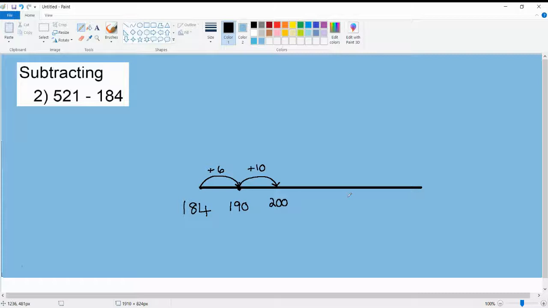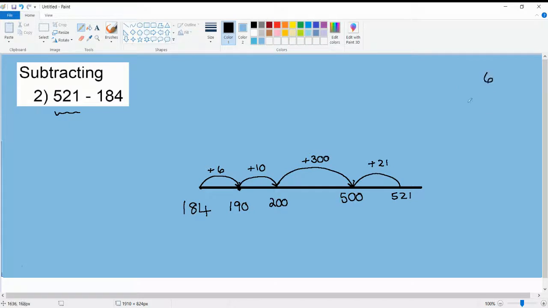And at this point it's much easier to jump up to, let's say, the 500, which is the closest 100 to our 521. And to do that we would need to increase by 300. Okay. And then we've got the final step where we can jump straight up to 521, by increasing by 21. So we've identified adding 6 and 10 and 300 plus 21 will take you up to 521. So what we would now look at is the total increase.